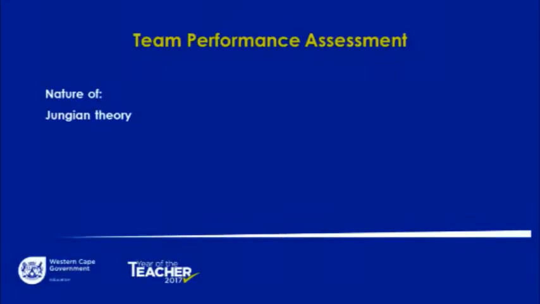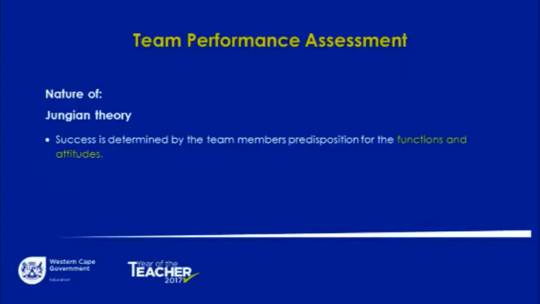The second theory, the Jungian theory. Success is determined by the team members' predisposition for the functions and attitudes. Now, what does this mean? What does predisposition mean? Predisposition comes from 2 Latin words put together: pre, meaning before, and disponere, meaning to put in order or to arrange.